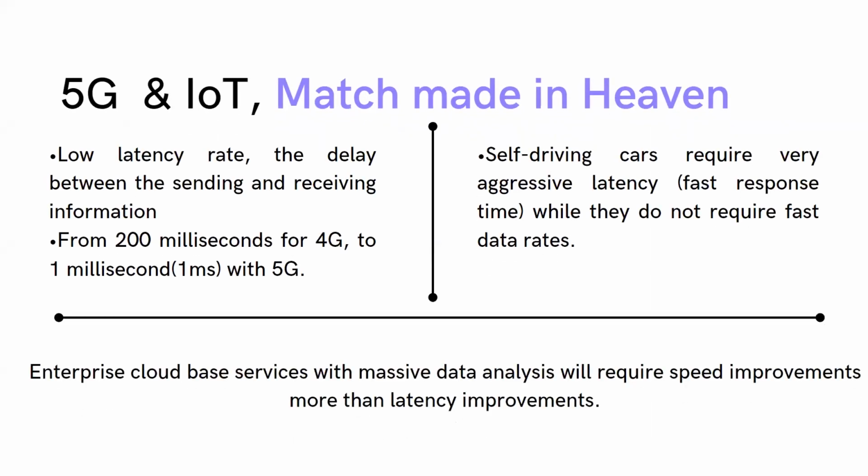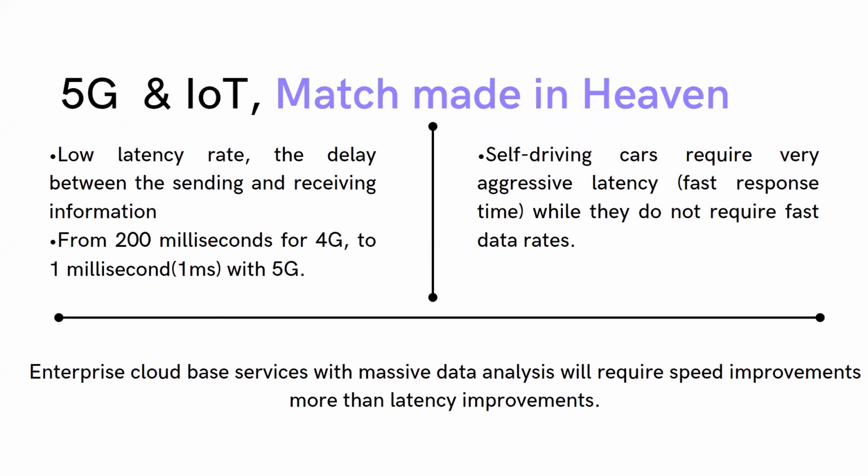Now I'll give you some features of 5G and IoT. We can call them a match made in heaven. Both of them are mixed and they do so many things in technology. The first one I'll tell you is the lower latency rate. We have already discussed this. Latency means there is a delay between sending and receiving information, if we are sending some information.